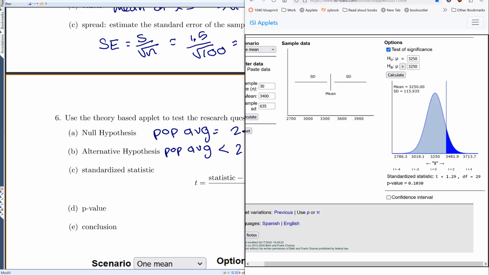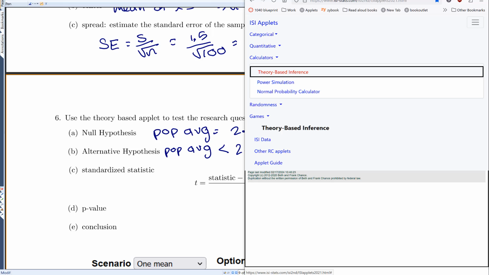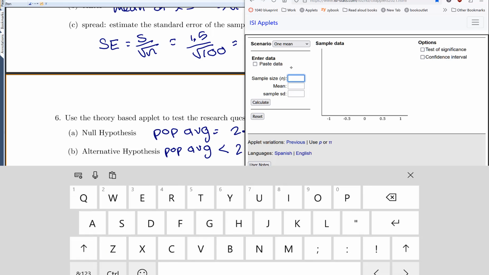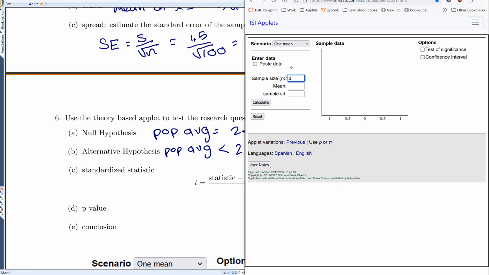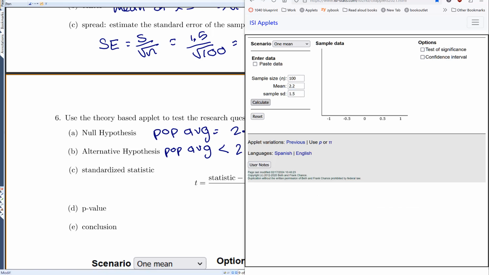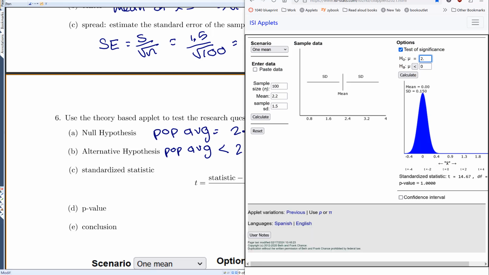So I pull up my applet. If you remember, in the ISI applets, you want to go to calculators, theory-based inference. Okay, scenario you have to change to one mean. Put in your sample data. So I think my sample size is 100. My sample mean is 2.2. And my sample standard deviation is 1.5. You click calculate. Okay, this you don't know what it is yet, so just go to test of significance. You have to put in what the null hypothesis is of 2.84. You have to click which way the arrow should go. So we decided we're trying to show this less than.